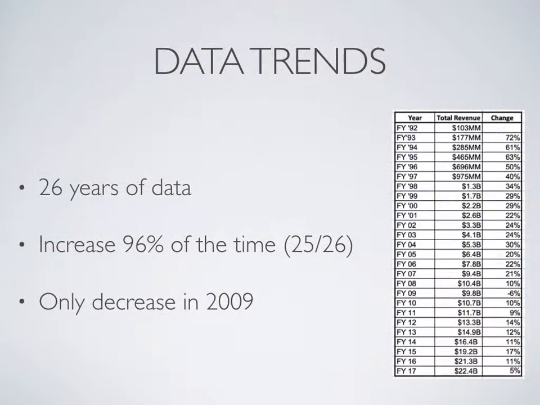For the data trends, I have captured 26 years of data for the total revenue and have the fiscal year as well as the total revenue and the change in percentage. As you can see, for the 26 years, only 1 year was a decrease, which was 2009, and it was a 6% decrease, but then the next year recovered with a 10% increase. So over the 2 years was actually a 4% increase if you go from 2008 to 2010. So you can see that 96% of the time over the 26 years it is trending upward in sales.